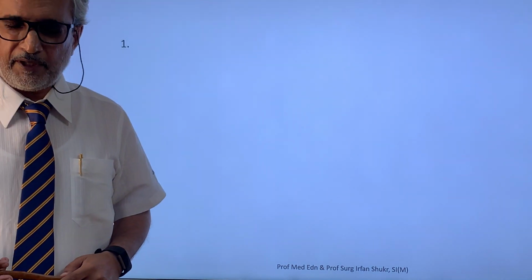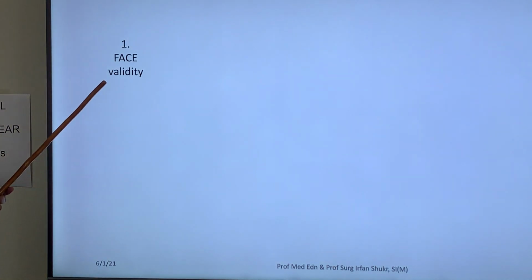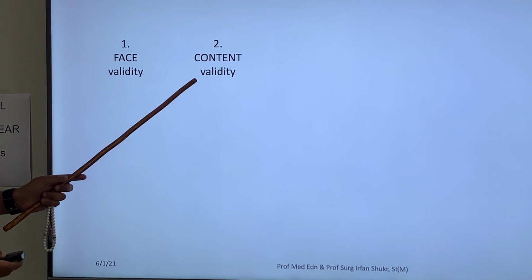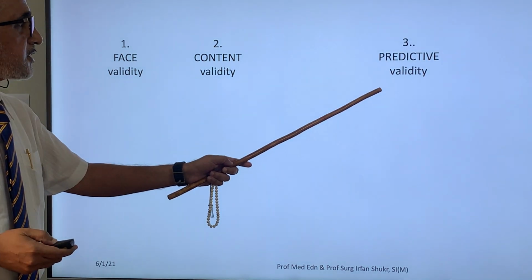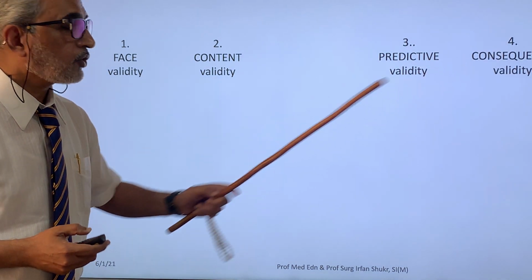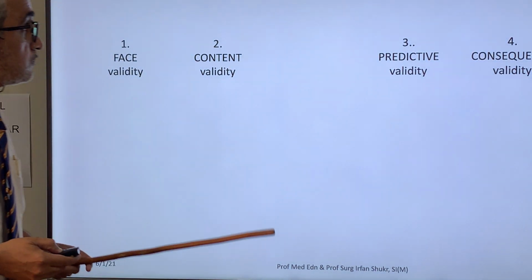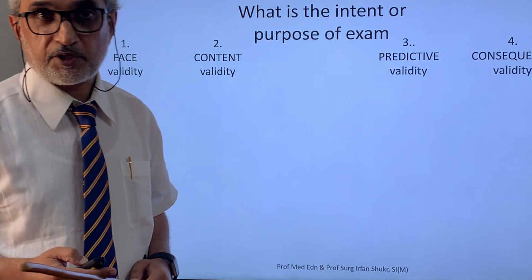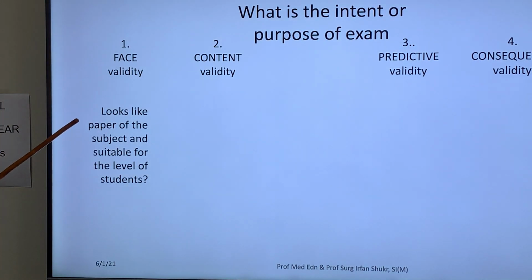So what are the different types of validity? Face validity, content validity, predictive validity, consequence validity. What is the intention or purpose of exam? Many. For example, it could be that the examination which we are giving looks like paper of the subject and suitable for the level of the student. Or you can say, looks like tool of the subject and suitable for the level of the students.